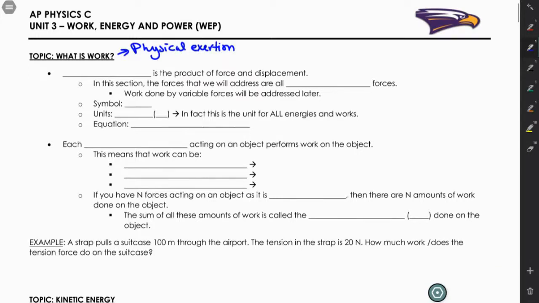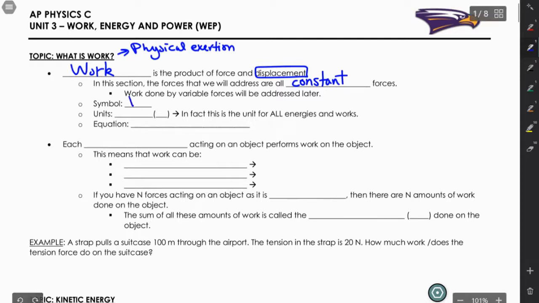Okay, so let's talk about what is meant by work in physics. Work, at this point in time, is simply defined as the product of force and displacement. In this section, we're going to assume that the forces are all constant, so they're not changing with respect to displacement. We'll take care of that in a little bit when we talk about variable forces.